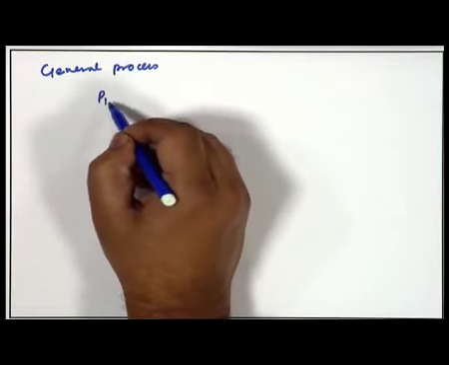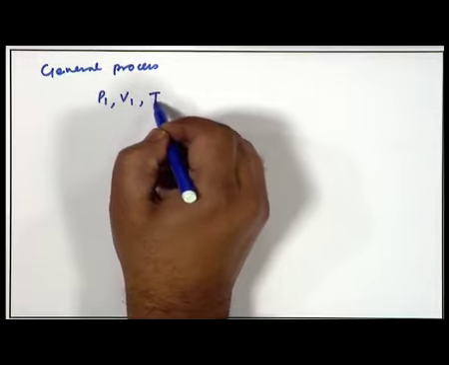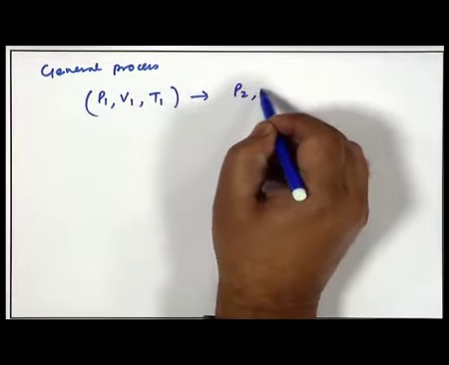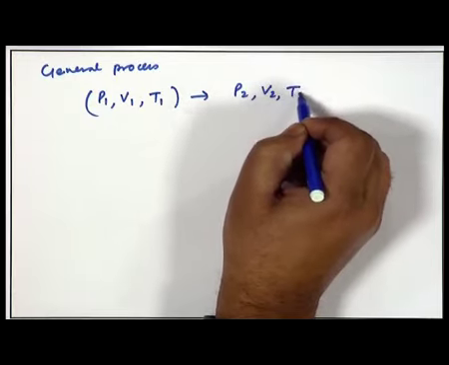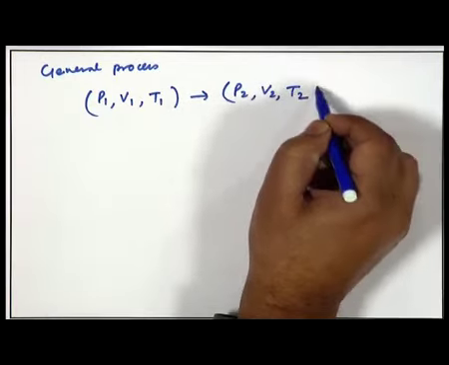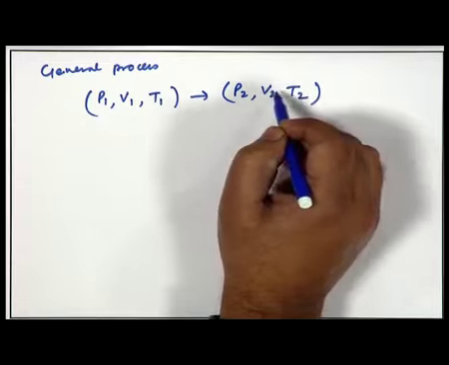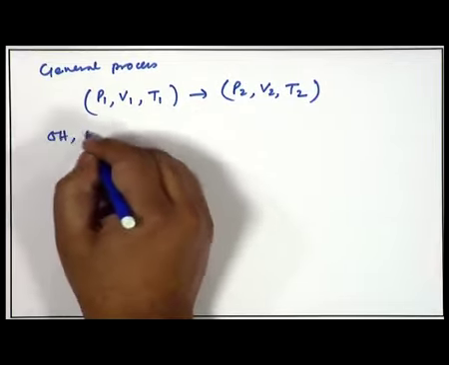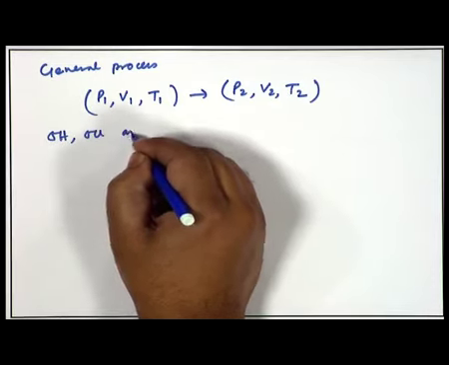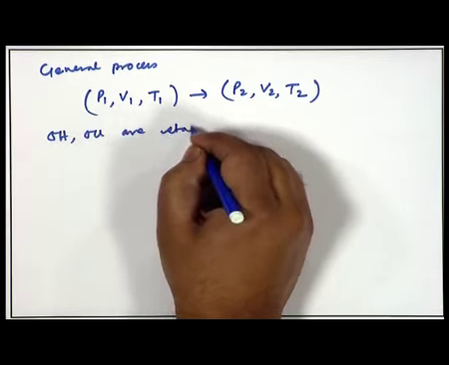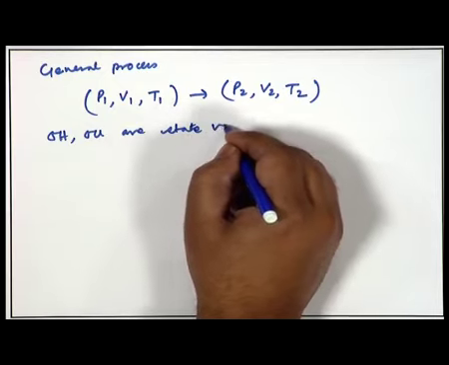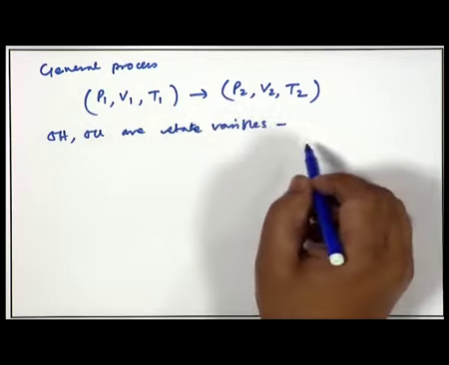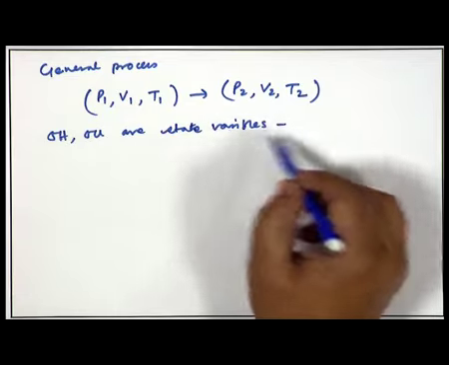Say I have P1, V1, T1 going to P2, V2, T2. How do you get this del H and del U? Because del H and del U are both state variables, they do not depend on the path. So, we can break down the process into 2 steps.